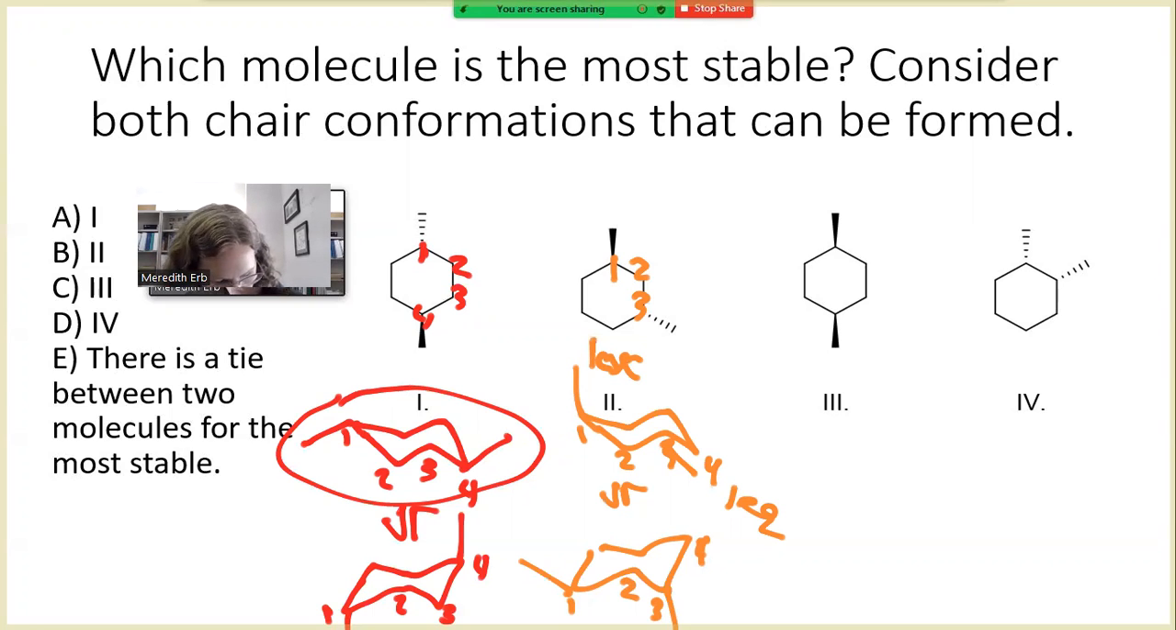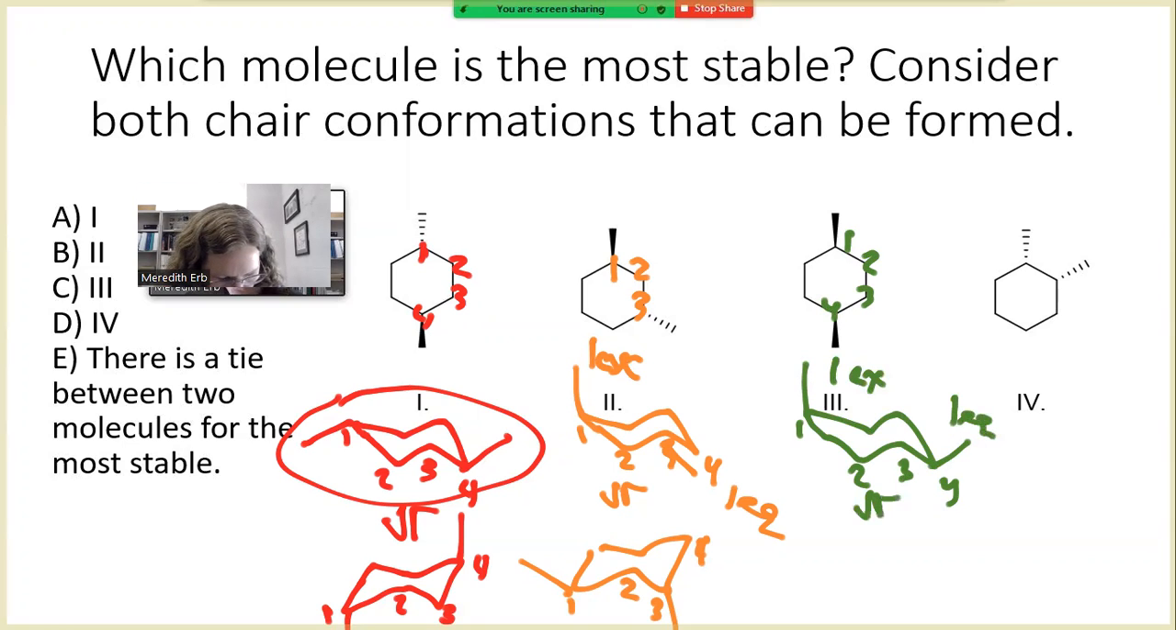Let's take a look at 3. In the 3, we have a 1,2,3,4 pattern. So we have an up and an up. So again, 1 axial, 1 equatorial. And when we draw the chair flip, we have equatorial and axial. So 2 and 3 are pretty equivalent to each other. Let's take a look at 4.